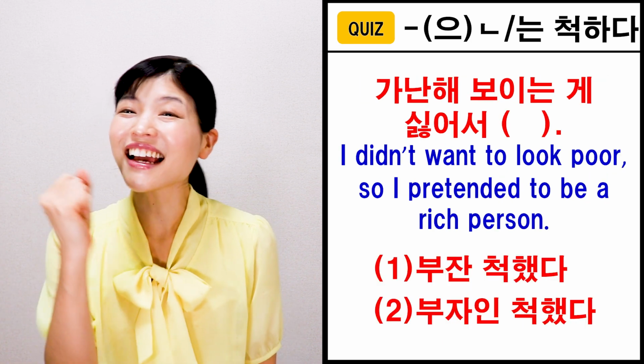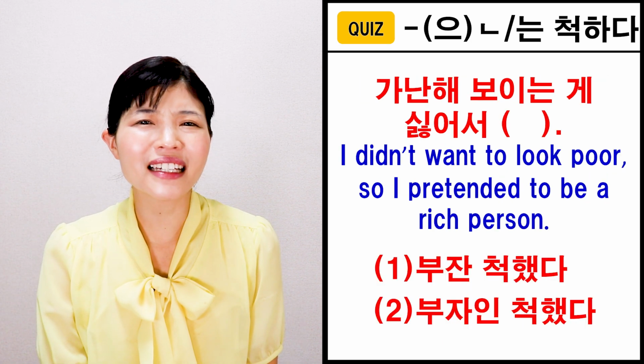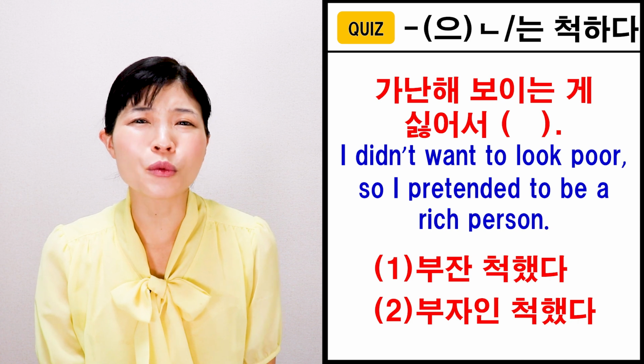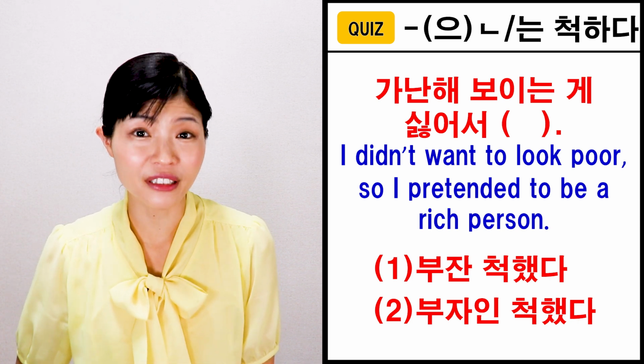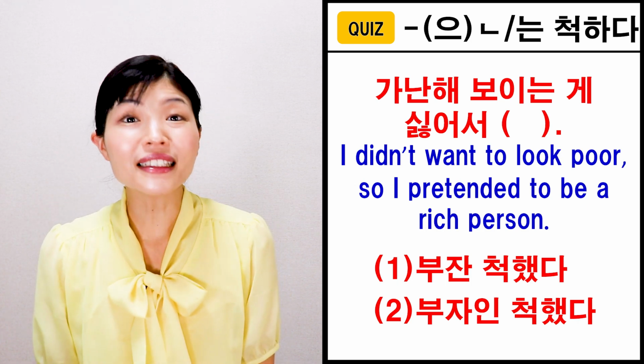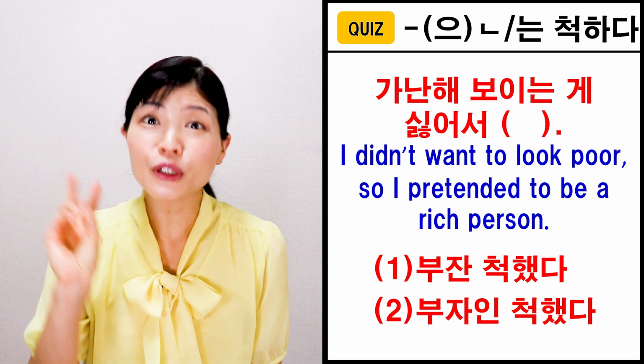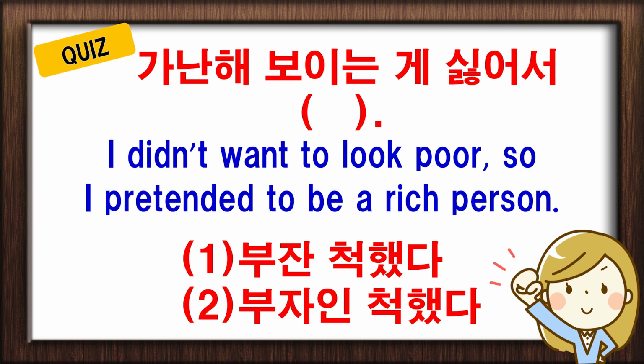Then let's look at the next quiz. 가난해 보이는 게 싫어서 I didn't want to look poor, so I pretended to be a rich person. Number 1, 부자인 척했다. Number 2, 부자인 척했다.